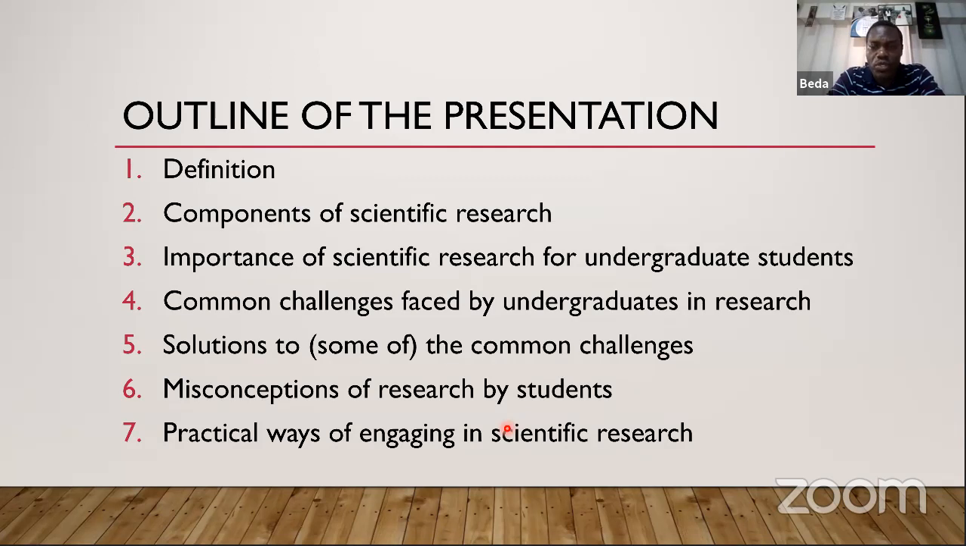Now, this is what I'm going to do. I hope to take about 20 to 30 minutes of your time. And in that duration of time, we are going to look at the definition of research. We are going to look at components of scientific research. Those are general, but I think something that's more customized to you will be to look at the importance of scientific research for you as an undergraduate student. We're also going to look at common challenges that are faced by undergraduate students in research. And not just mention challenges, but also offer some solutions.